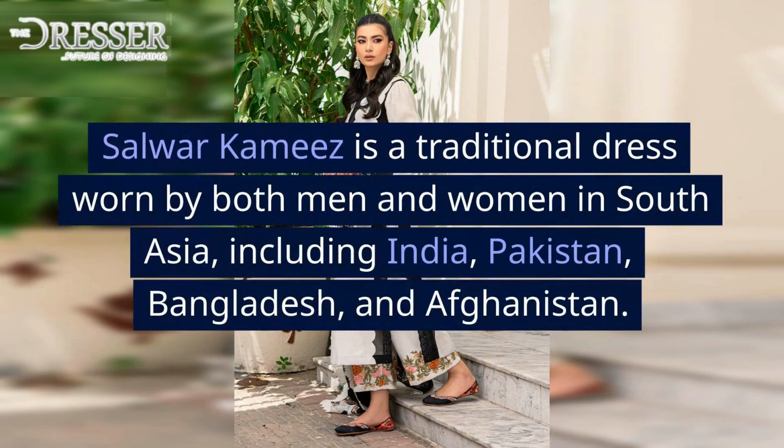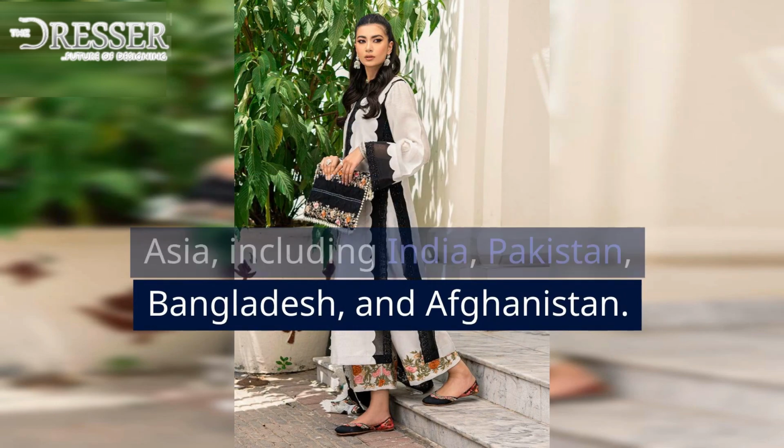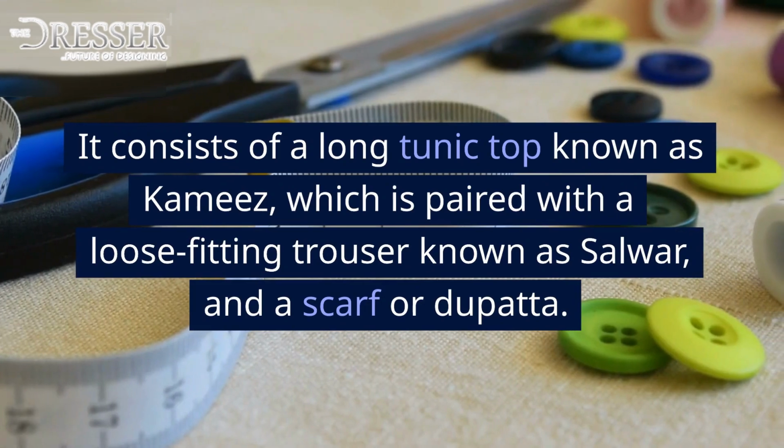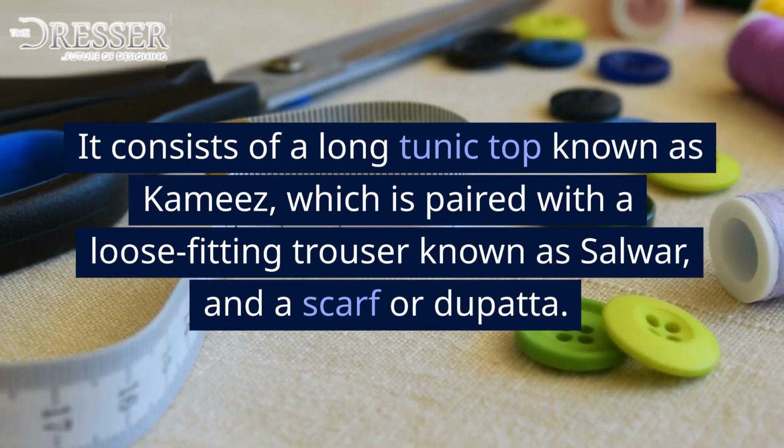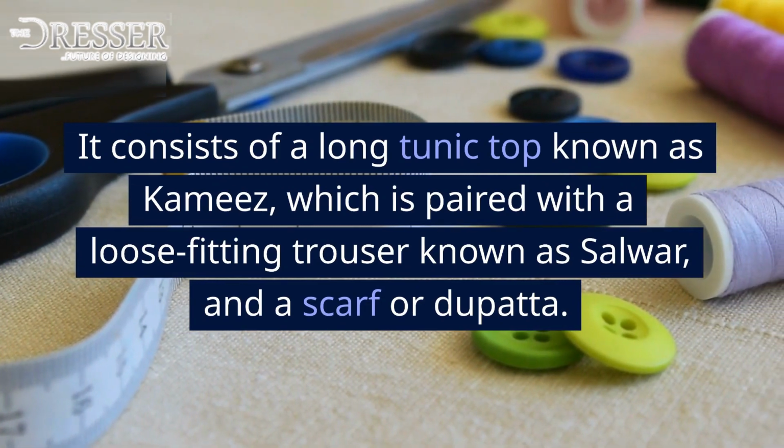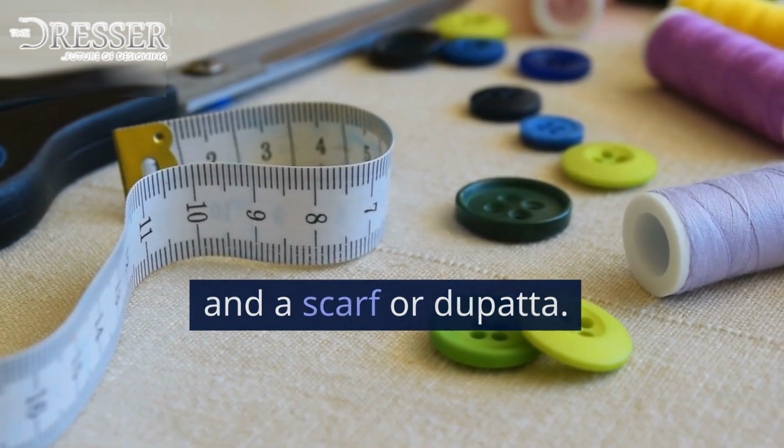Salwar kameez is a traditional dress worn by both men and women in South Asia, including India, Pakistan, Bangladesh, and Afghanistan. It consists of a long tunic top known as kameez, which is paired with a loose-fitting trouser known as salwar, and a scarf or dupatta.